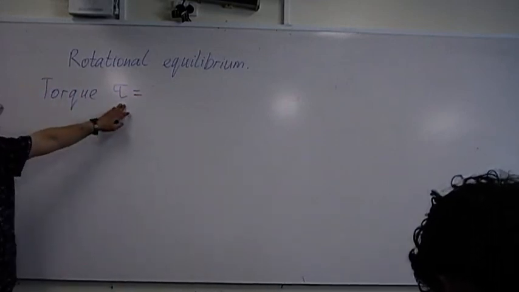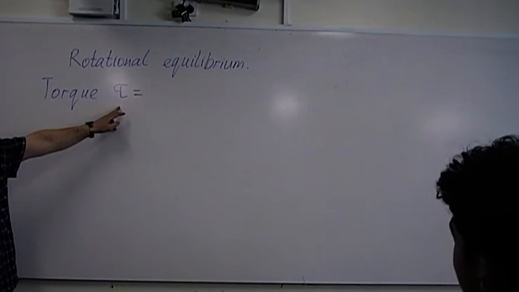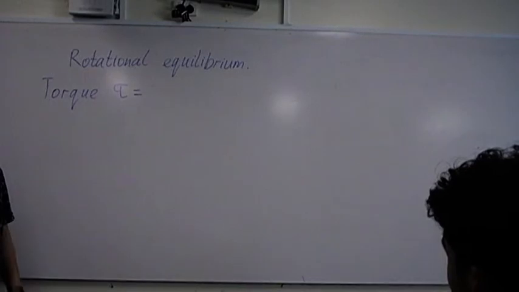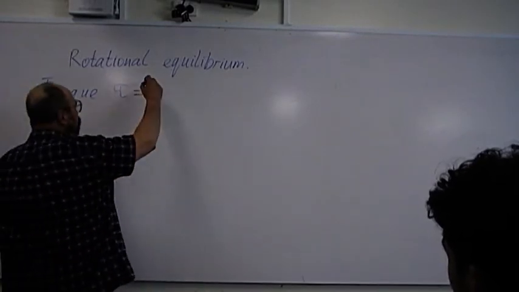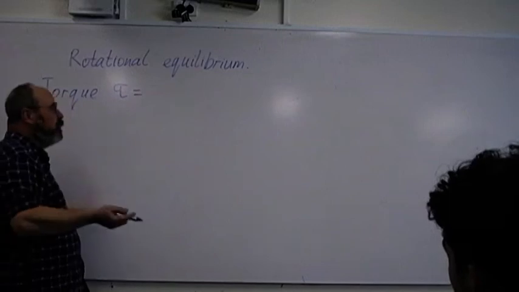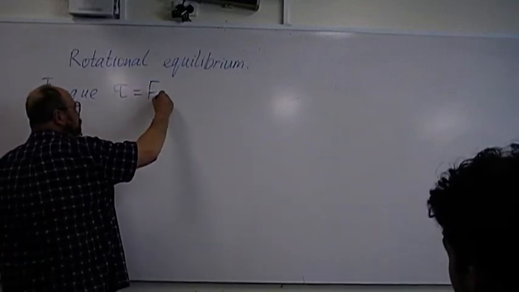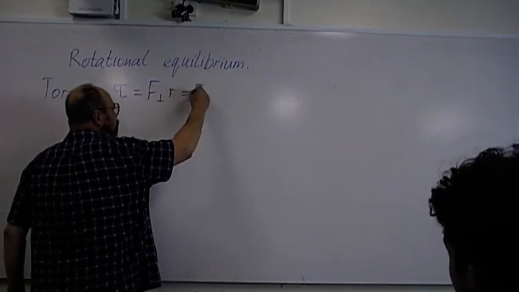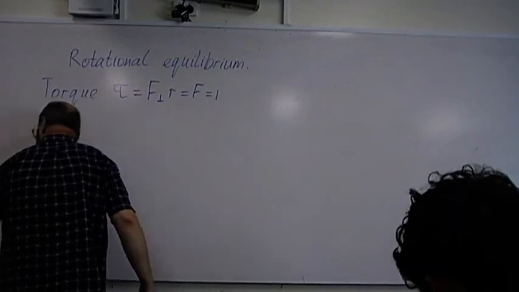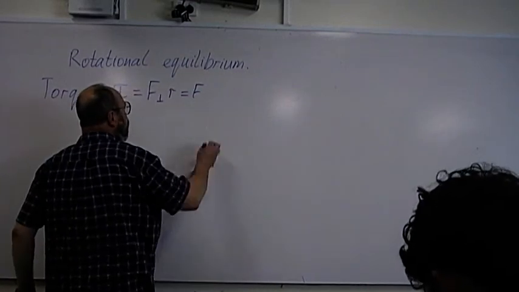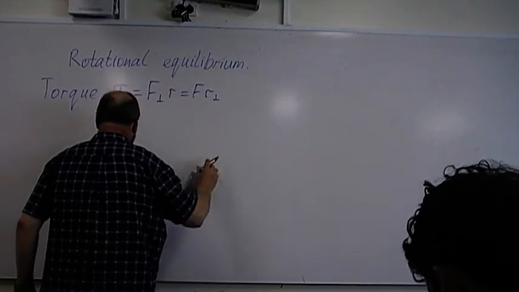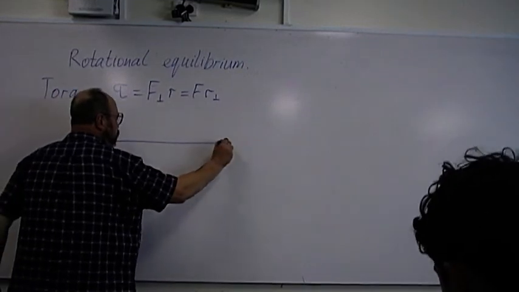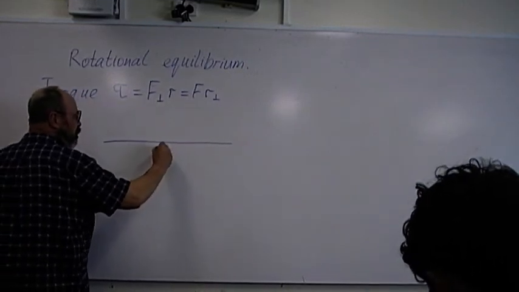So, torque. The physics quantity, torque. We denote it with the Greek letter tau. And we can use two formulas to describe it: the perpendicular force times lever arm, or force times the perpendicular component of the lever arm. To understand what it is, this is R, yes.